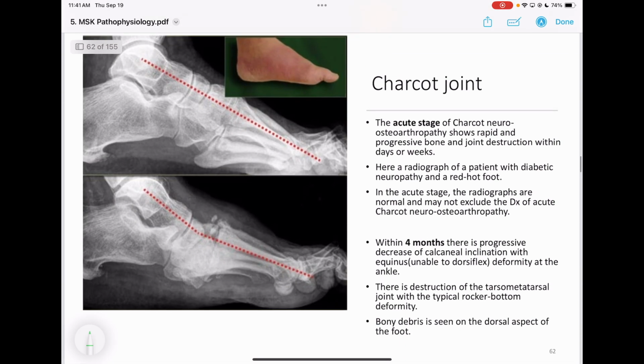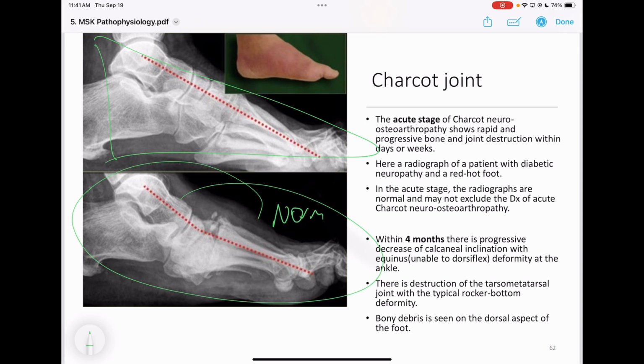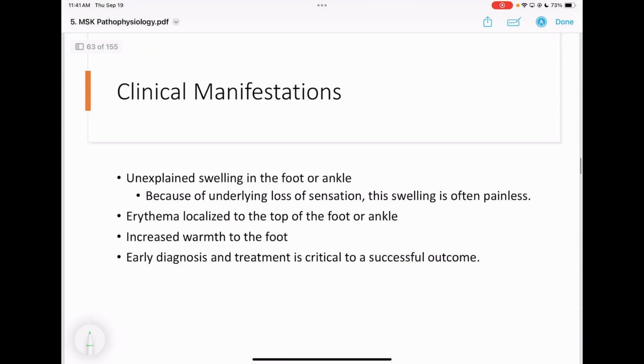So this is what a Charcot joint is. Basically, it turns into a big triangle. This is your normal foot, and that's a Charcot joint. It can also happen in the knee as well, but most commonly it's going to happen in the ankle and the foot. So that's what's going on with a Charcot joint.